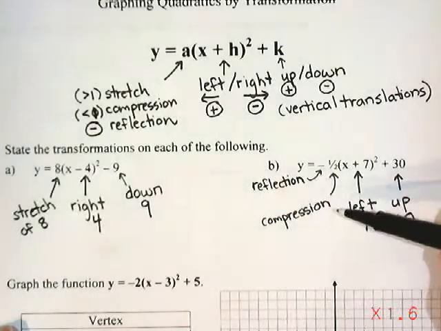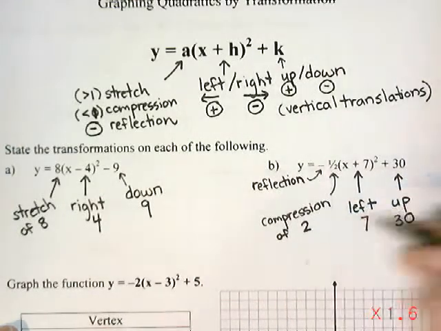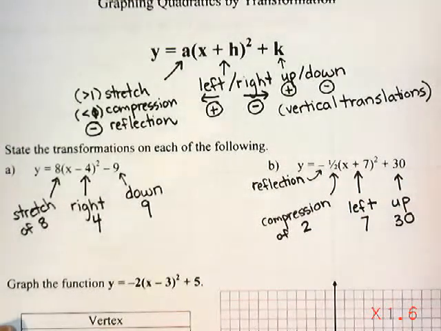And I prefer not to say a compression of a half, but a compression of 2, since it's going to be 2 times wider than the original parabola.